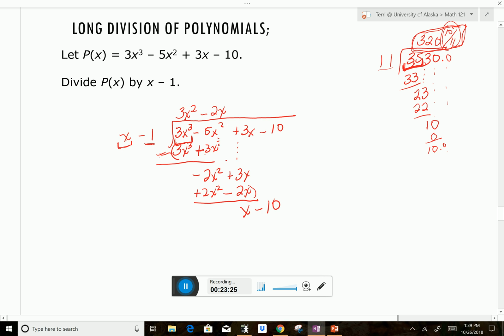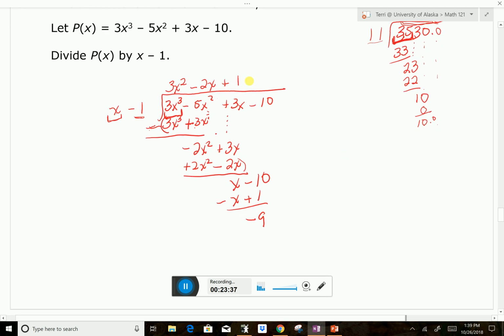Now x to x is just 1. So now we're just going to go x minus 1. And again, change the signs, negative 9. So just like before, now we have a minus 9 over x minus 1.